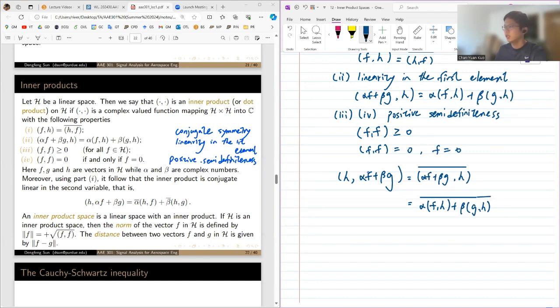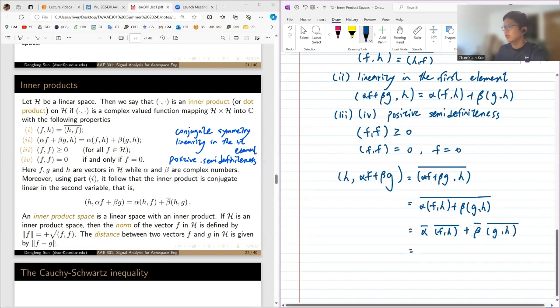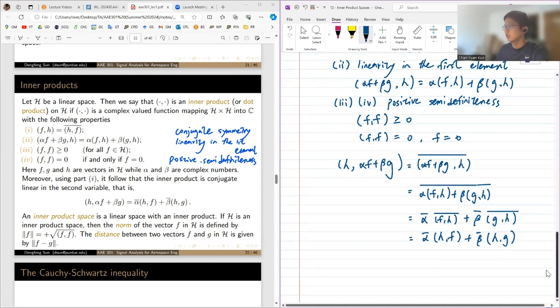Okay. And then this can be rewritten as the complex conjugate of alpha times the complex conjugate of the inner product of F and H plus the complex conjugate of beta times the complex conjugate of the inner product of G and H. And then according to the first property, we can rewrite the complex conjugate of the inner product of F and H as the inner product of H and F. And similarly, the complex conjugate of the inner product of G and H can be rewritten as the inner product of H and G. So that's what we get in the end.